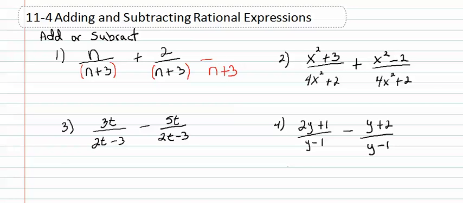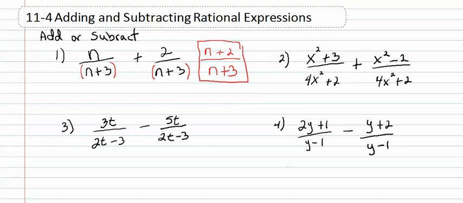When you add fractions, once you get a common denominator, then you're just going to add or subtract what's on the top of the fraction. In this case, there's an n and a 2. N's only go with n's, numbers go with numbers, so we're going to keep the n by itself, and we're just going to put a plus 2 here. And that's our answer.